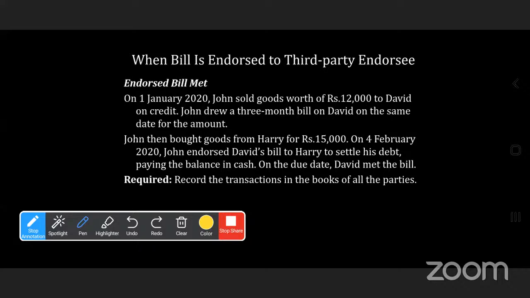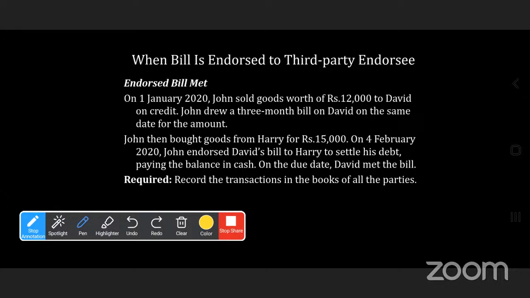Sometimes the drawer may have some liability, so he has to pay some amount. In that case, he transfers this bill to the other person, that is the third person, in order to clear his debts. That person is called the endorsee. So the bill will be endorsed to the other person. Now let us see the endorsed bill met. When the endorsed bill is met on the due date, what are the entries you have to pass?